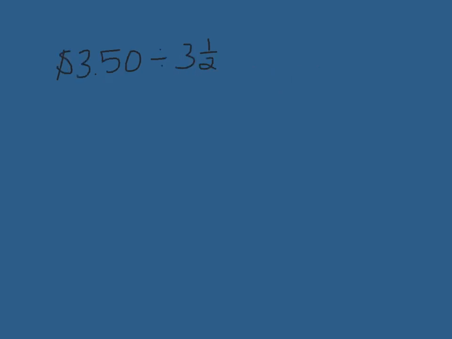Here's another example we'll work through. We have $3.50 divided by 3 1/2. So we need to first turn the 350 into a fraction and then change our mixed number into an improper fraction. So that would look like this. We have 350 over 1 divided by 7/2.